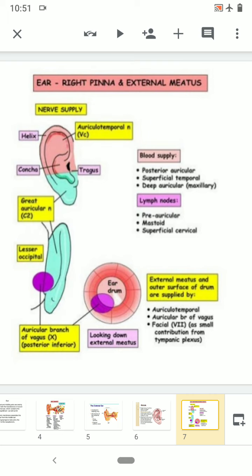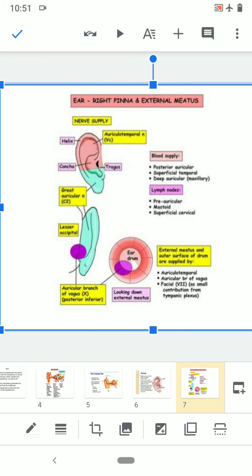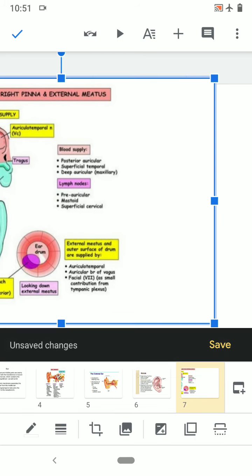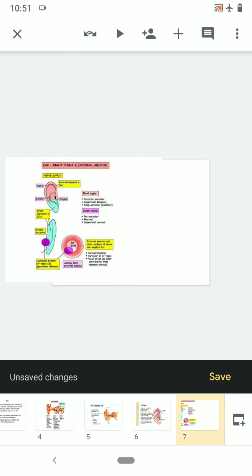Now a part of this pinna, the lowermost part, which is called the lobule, does not have elastic cartilage in it, and that is the place where we pierce the ear, because the elastic cartilage is absent in the lobule. Okay, now coming to the next slide.